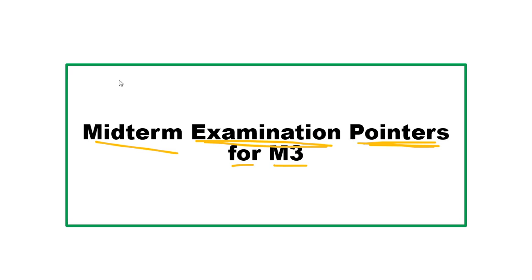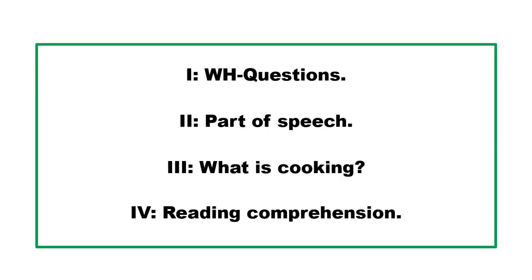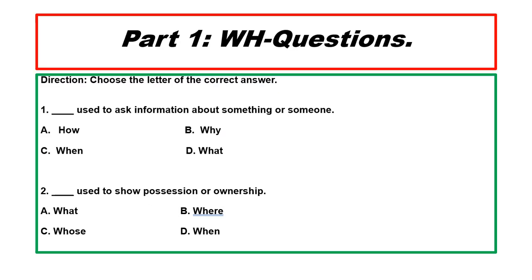What is the composition of our exam? We have the WH questions, that is part 1. We have the parts of speech, which is part 2. Part 3 is What's Cooking, unit 5 in your book. And part 4 is reading comprehension, the time you're going to read and answer. So let's start with part 1.